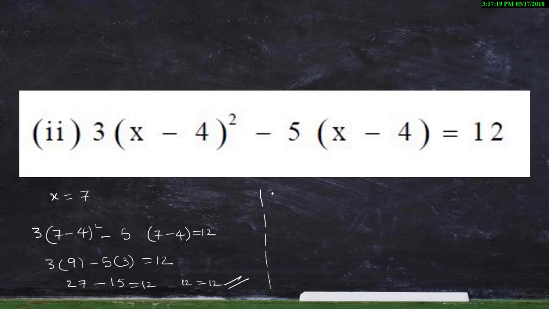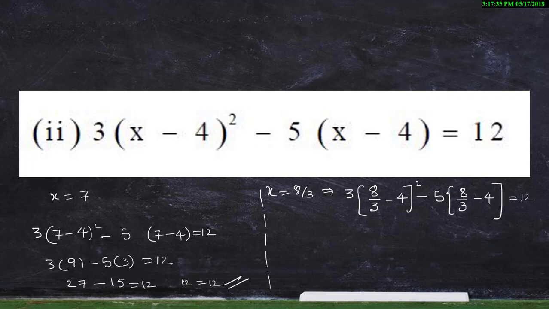Now put x is equal to 8 by 3. It will become 3 into (8 by 3 minus 4) whole square minus 5 into (8 by 3 minus 4) is equal to 12. 8 by 3 minus 4: 3 fours are 12, 8 minus 12 is minus 4 by 3, whole square, minus 5 into the same thing, minus 4 by 3, is equal to 12.